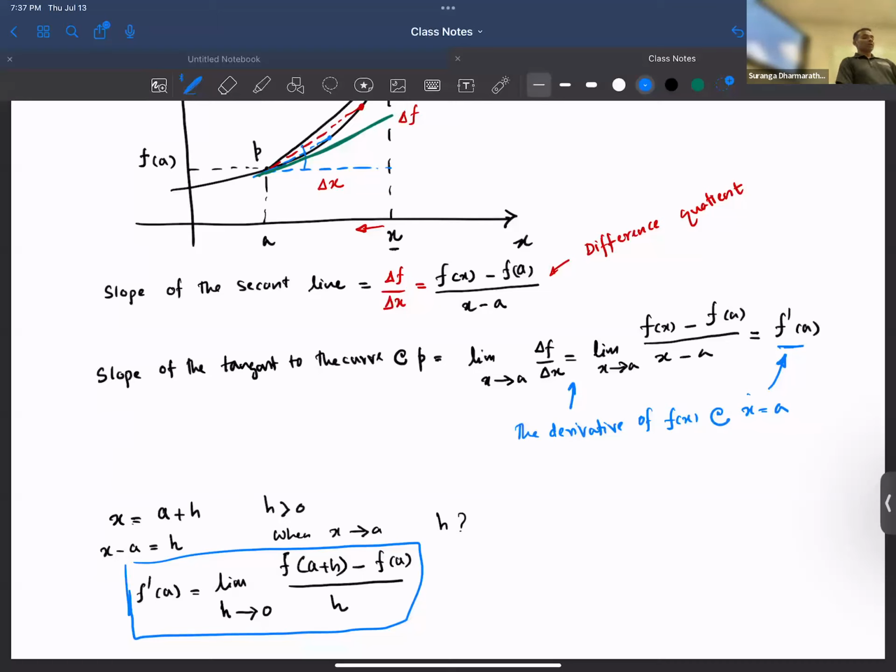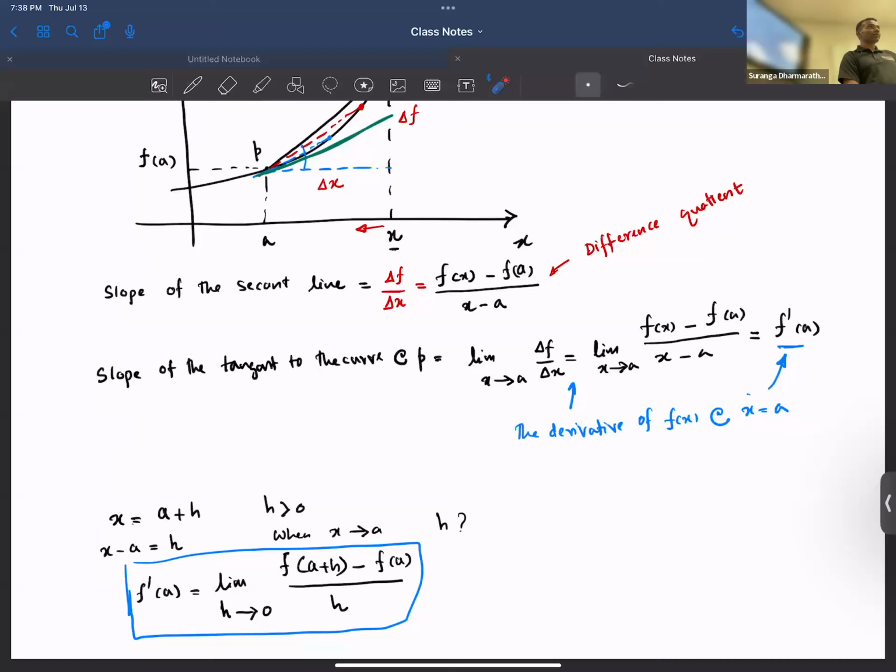So now, for the derivative to exist at that point, what would happen? For this f prime a to exist, what should happen? If f prime a is there, the limit should exist, right? This limit should exist for f prime a to exist, because the limit has to be there. We found some cases where the limit does not exist. In that case, the function is not differentiable at that point.